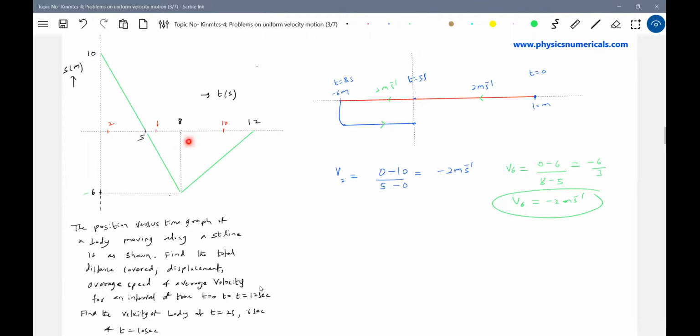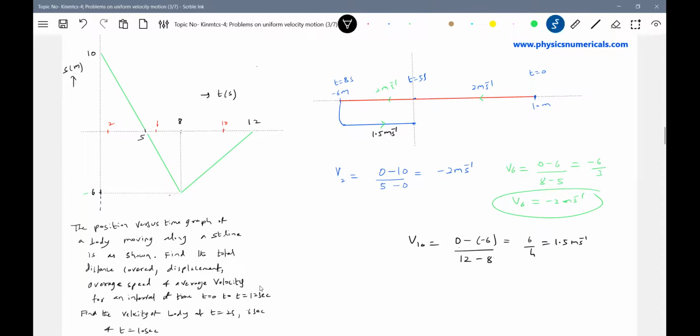So what is the slope? 6 by 4. The slope, V10, should be equal to final speed 0, initial speed minus 6, over 12 minus 8. So this should be equal to 6 by 4, 1.5 meter per second. So here it will move with 1.5 meter per second. So look at the body, it has changed the direction of motion. From 10 meter, it will come to the origin, then it will move 6 meter, then again it will cover a distance of 6 meter, and finally reach it.